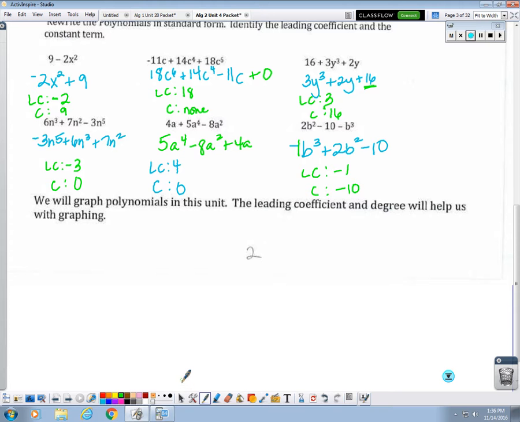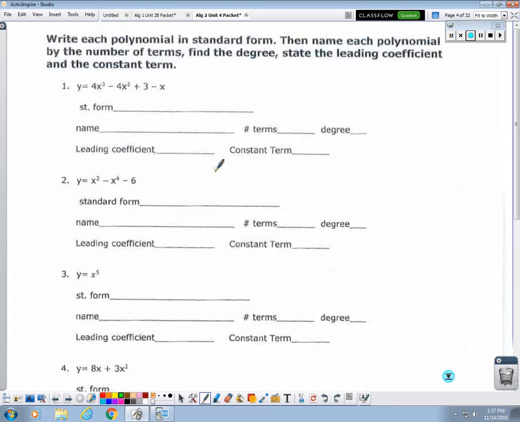Okay, we're going to be graphing polynomials in this unit, and the leading coefficient and degree will help us with graphing. So go ahead and turn to the next page. And I'm going to give you just a couple of minutes to work these before we move on.